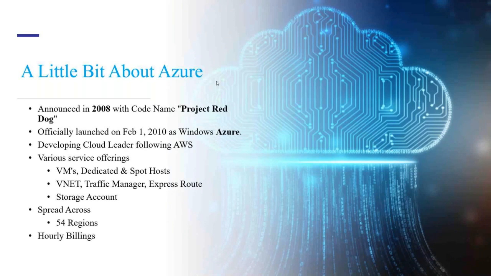In Azure, you call it a storage account. In AWS, you call it S3 buckets. In Azure, virtual machines; in AWS, EC2 instances. In Azure, VNets, virtual networks; in AWS, VPC, virtual private cloud. In Azure, you call it database services. In AWS, you call it RDS, relational database services, where you can deploy SQL, MySQL, PostgreSQL, MongoDB, Amazon Aurora. You can deploy RDS services.